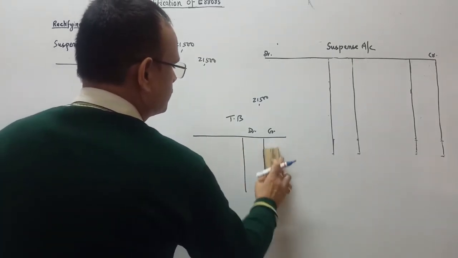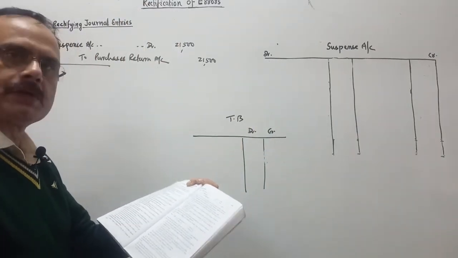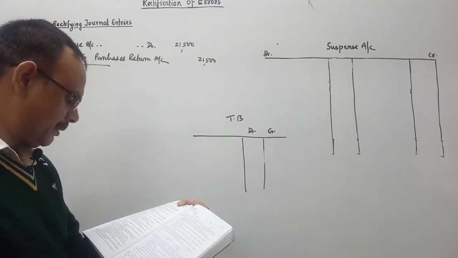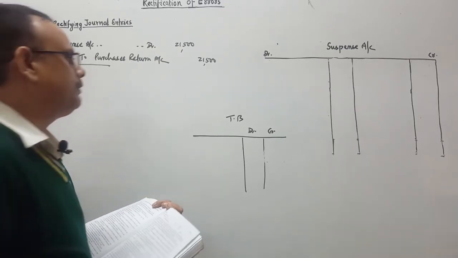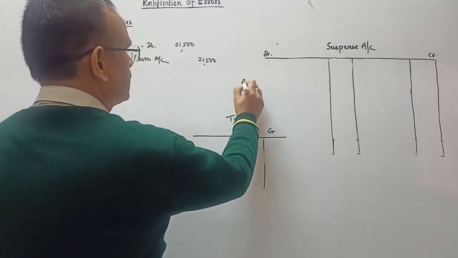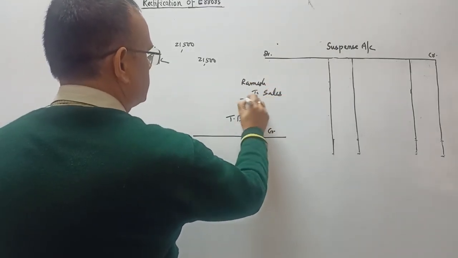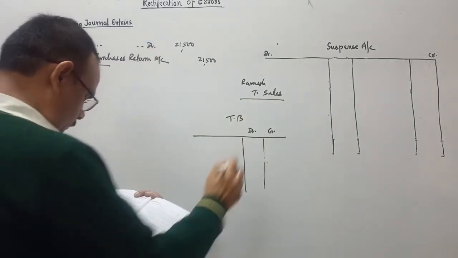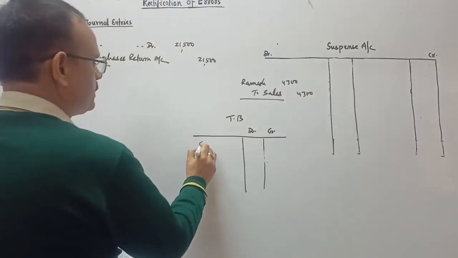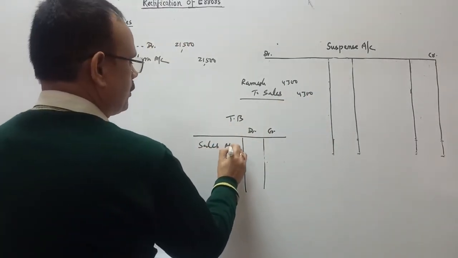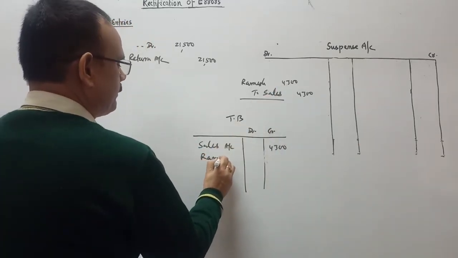Next, you see the next error. The next error is a sale of rupees 4,300 to Ramesh has been credited to his account as 3,400. When we sold the goods to Ramesh, the entry is Ramesh account debit to sales account. Ramesh to sales. The amount is 4,300. So sales will be in credit, sales account on the credit side 4,300, and Ramesh should be on the debit side.